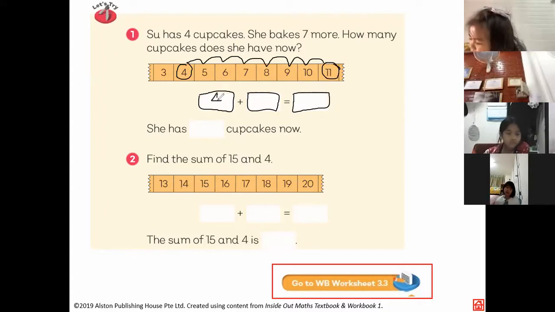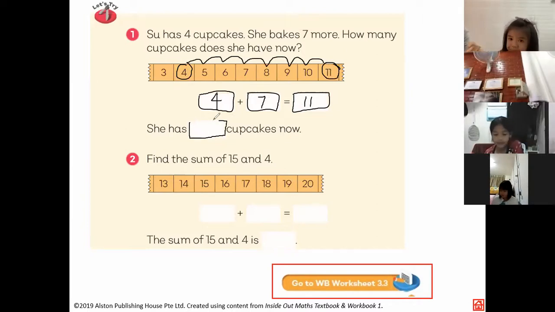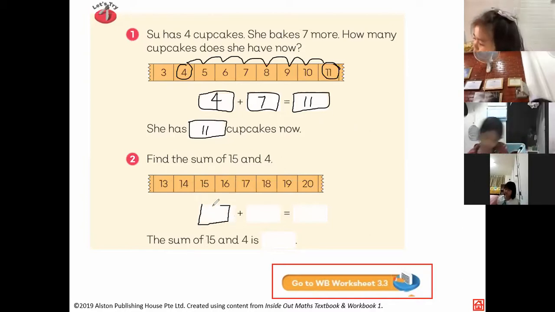Very good. 4 and 7, that's 11. So 4 plus 7 is equal to 11. So she has 11 cupcakes now. Okay, now let's proceed to number 2.